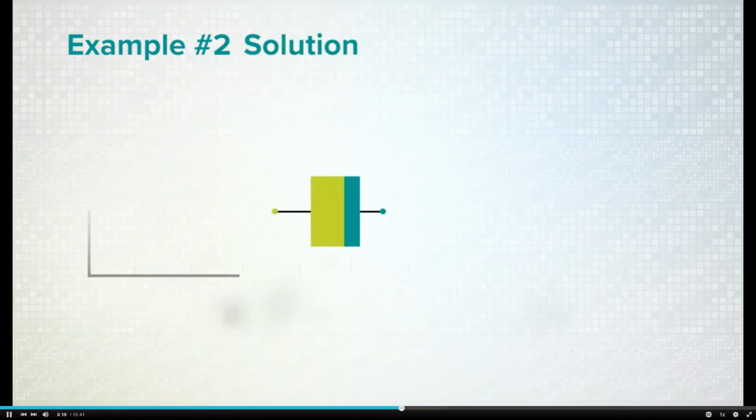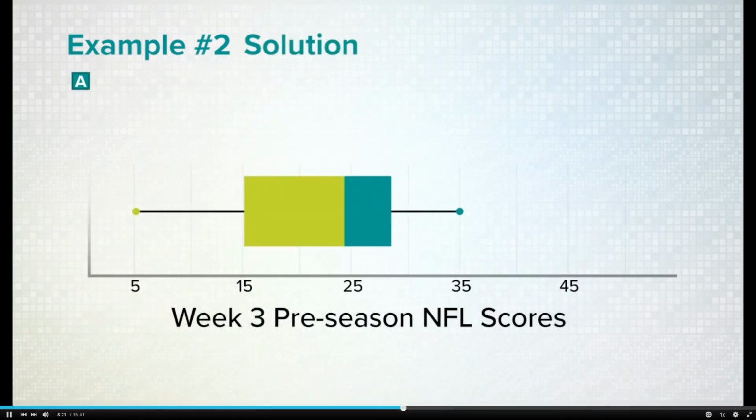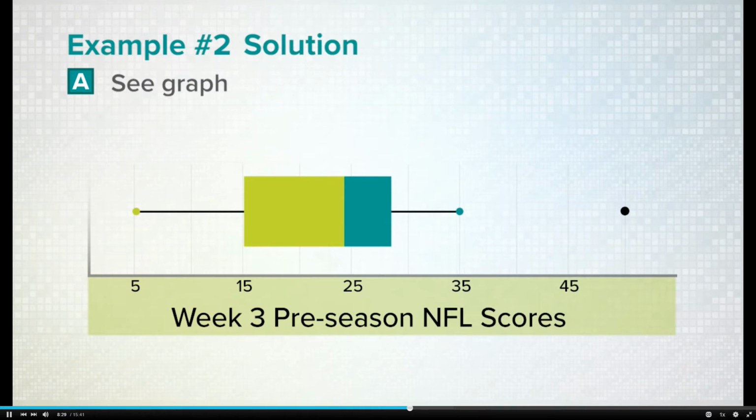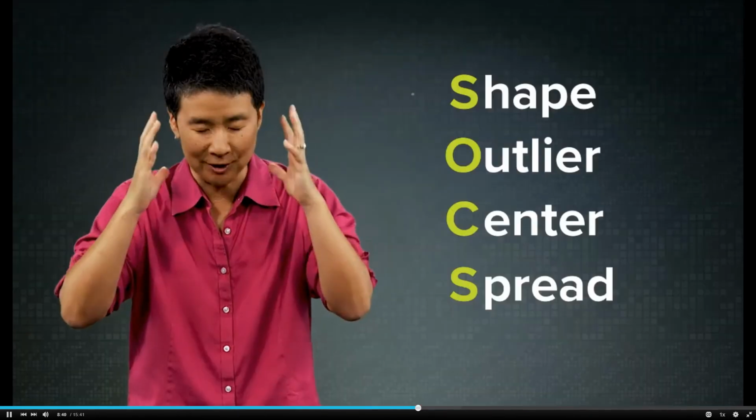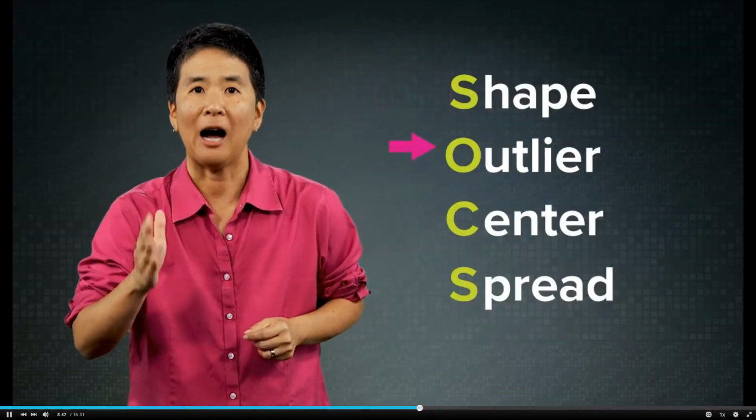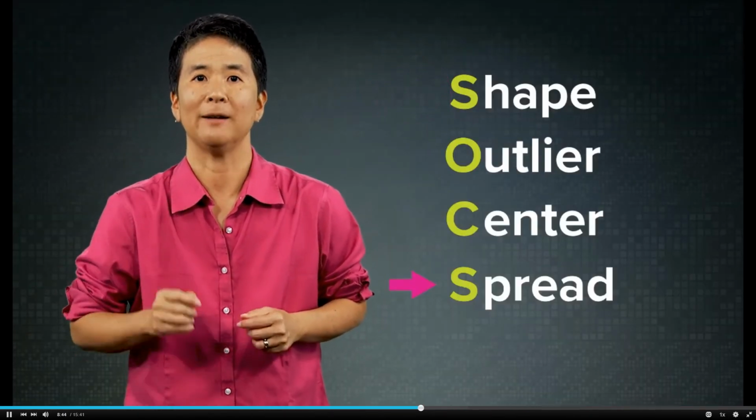Here's the solution to example 2. For part A, this is what the graph of your box and whisker plot should look like. Make sure that you add a label and a scale on the bottom of your sketch. Now let's describe it. Whenever you hear the word describe, you should be thinking SOCS: shape, outlier, center, spread.